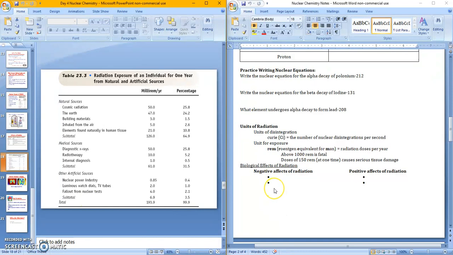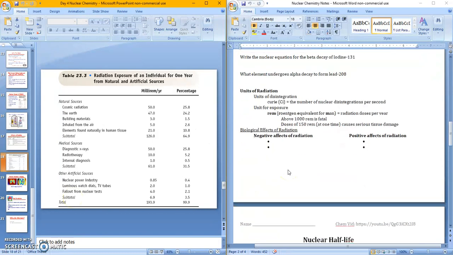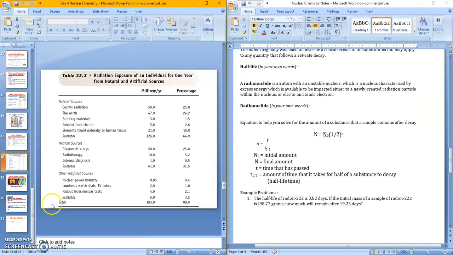So negative effects, we got cancer. It's used in war, which could be either a good or a bad thing, depending on your point of view. But there are two sides to radiation, just like everything else. All right, let's move on and talk about half-life.